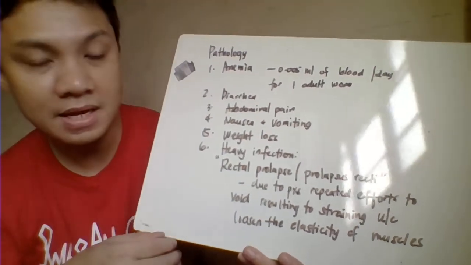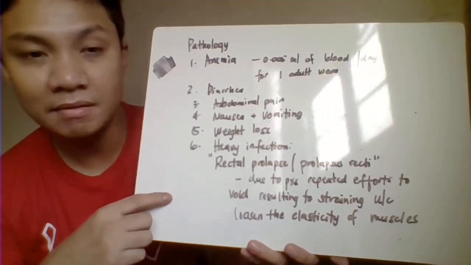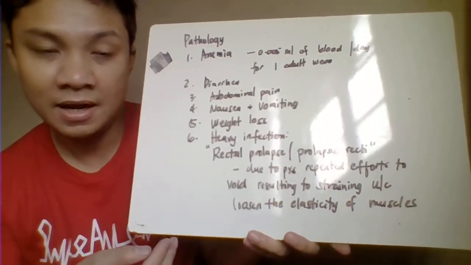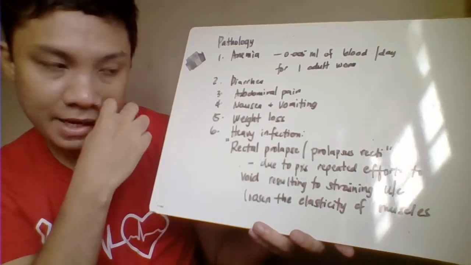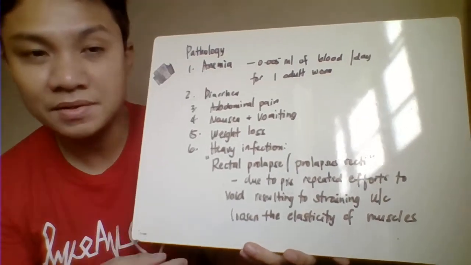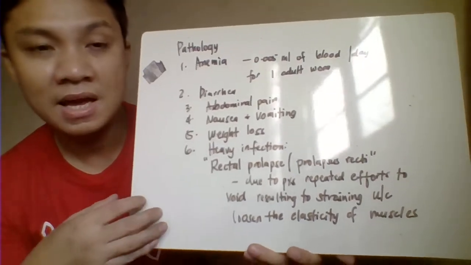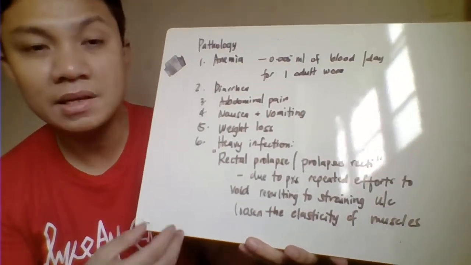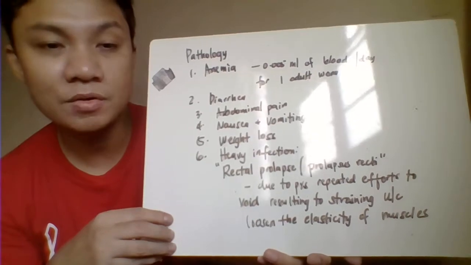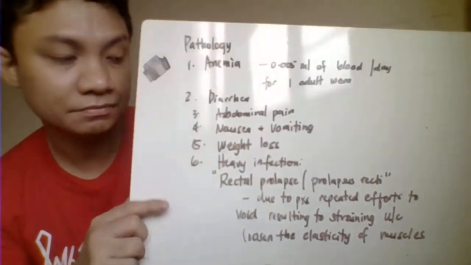Then you also experience diarrhea, abdominal pain, nausea, and vomiting. Then we also have weight loss and the characteristic rectal prolapse or prolapsus recti. This is primarily characterized by the loss of elasticity of the muscles in your intestinal tract because of repeated straining. Over time, the elasticity of the smooth muscles loosens and the large intestine protrudes outside the body. You call it rectal prolapse, especially in the case of chronic heavy infection.